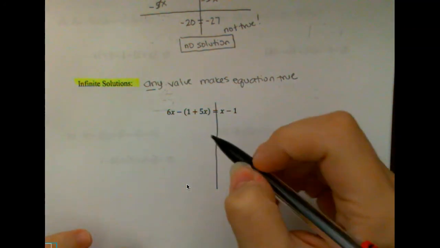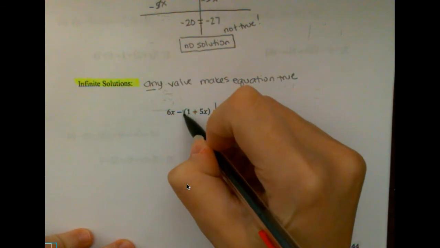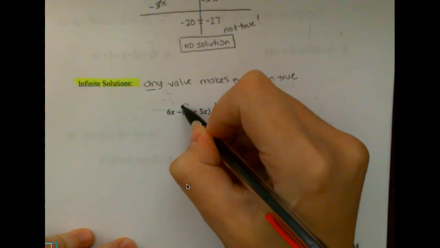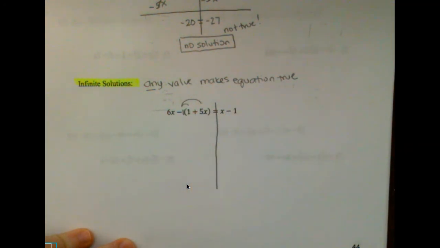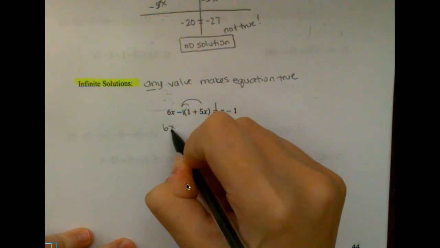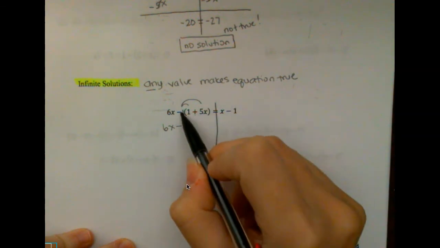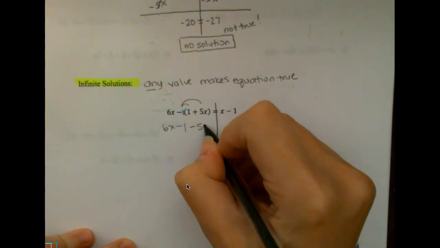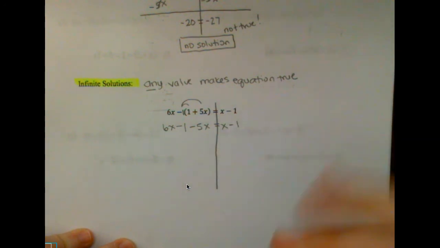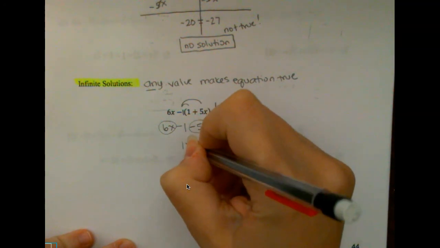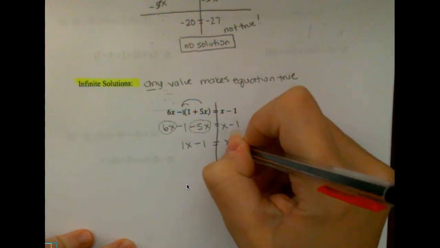Well, let's see. If I start solving this, I notice first there's an invisible negative 1 here in this problem that I'm going to have to distribute. So that's kind of tricky right off the bat. So that negative 1 has to be distributed. Bring down your 6x. Negative 1 times positive 1 is negative 1. And negative 1 times 5x is negative 5x, and that's going to equal x minus 1. Then we're going to combine like terms. So I've got a negative 5x here and a 6x here. That combines to 1x. So I'm going to have 1x minus 1 equals x minus 1.